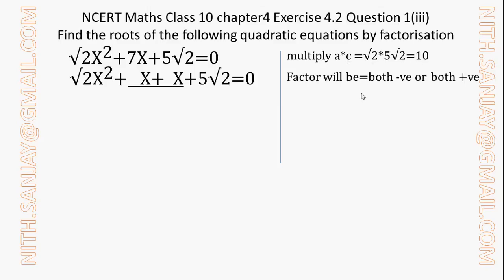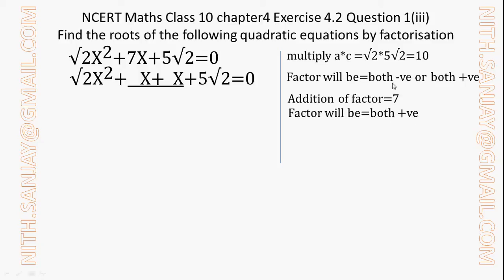So from here it is clear that my factors should be either both negative or both positive. Why both negative? Because if I multiply two negative numbers, I will get a positive multiplication, or if I multiply two positive numbers, only then I will get a positive multiplication. The next condition is that the addition of the factors has to be 7. Why 7? From this middle term. So this second condition says that both factors should be positive.